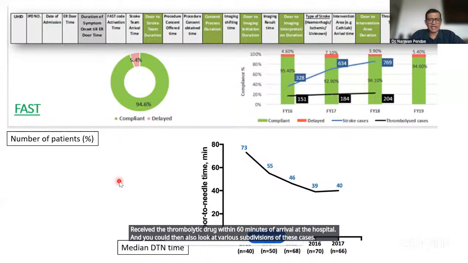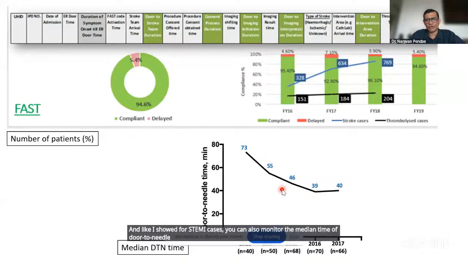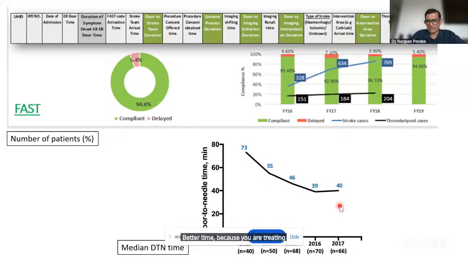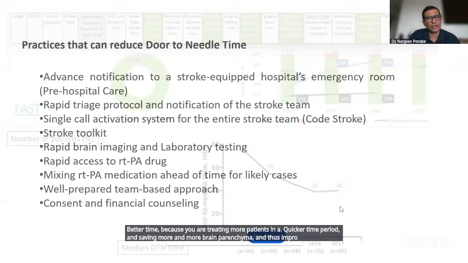And like I showed for STEMI cases, you can also monitor the median time of door to needle and see whether overall the trend is decreasing or not. Here, lesser time means better time because you are treating more patients in a quicker time period and saving more and more brain parenchyma and thus improving their patient outcomes.